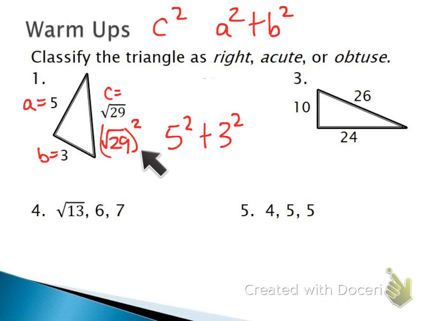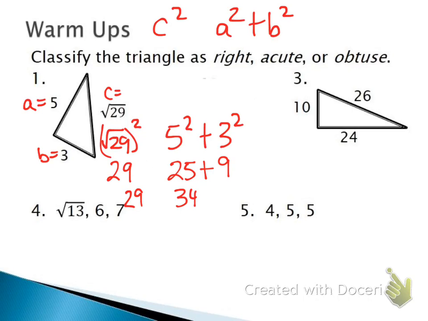What is the square root of 29 squared? 29. Squaring and square rooting are inverse operations. They undo each other. So if we square 29 and then we square root it, or we square root it then we square it, the outcome is just 29. What is 5 squared? Plus 3 squared is, if we add 25 and 9, we get 34.